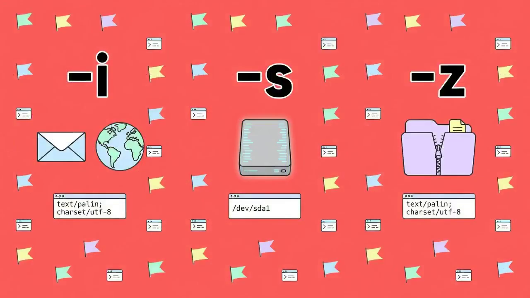Three flags make the file command far more powerful. file -i prints MIME types for web and mail handlers. file -s reads block and character devices directly, perfect for inspecting whole disks. file -z peeks inside compressed archives and reports on what they really contain.